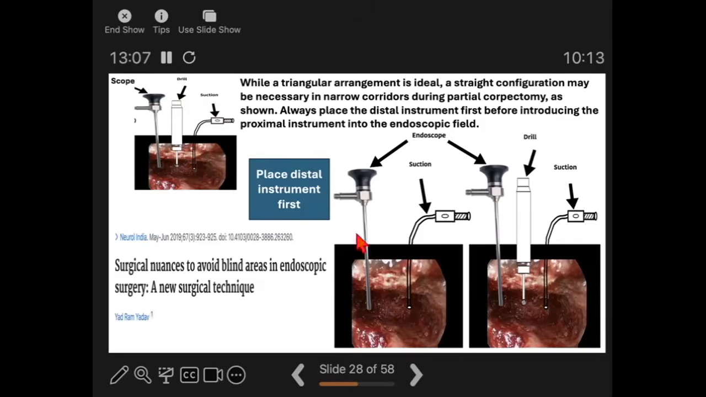I suggested that the distal instrument should be introduced first under vision, kept at a fixed depth so that it keeps on sucking, and then you can introduce the proximal instrument. In a dry field, you can drill the compressive bone and do the decompression. So one can use both suction and the drill at a time in a straight line, avoiding blind area. This was described for the first time by me.